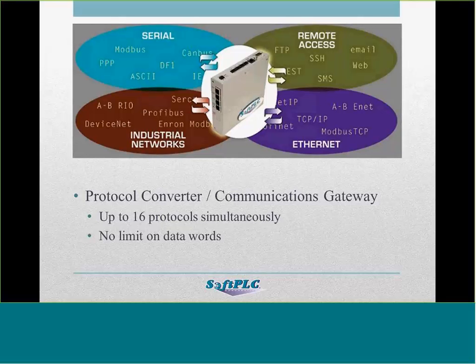So along those lines, if you don't want to do any control, you could just set this up as a protocol converter. It's a very low-cost way to be able to simultaneously send data between a lot of different networks. And there's no limit on the number of words. Like I said, you've got 100 million words of data table and up to 16 different protocols that you can communicate simultaneously.